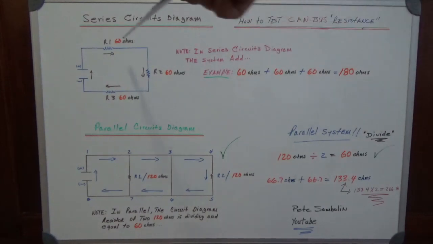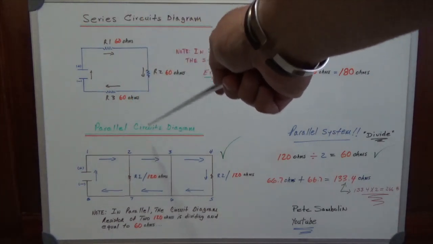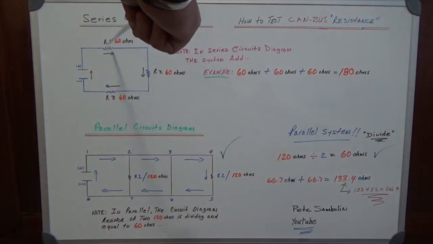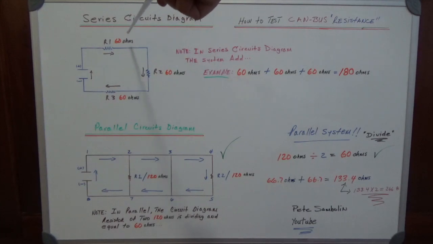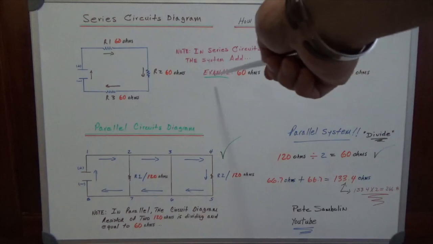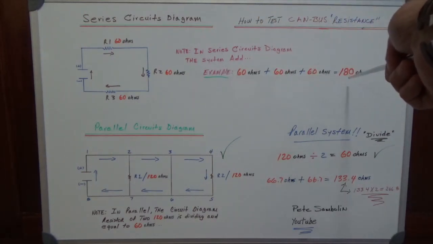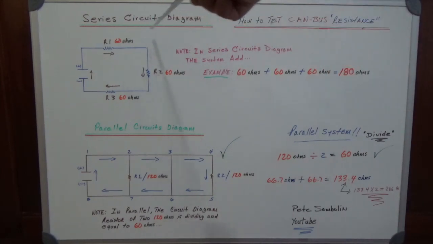When you're talking about series circuits, the system adds. When you're talking about parallel circuits, the system divides. Here we got resistor 1, resistor 2, and resistor 3, and each resistor is 60 ohms. So for example, 60 ohms plus 60 ohms plus 60 ohms adds up to 180 ohms. That is in series.